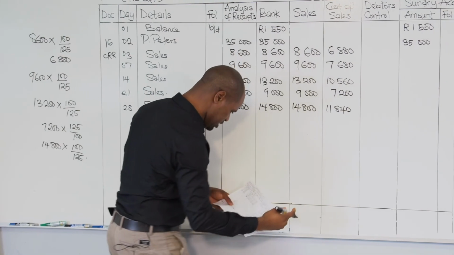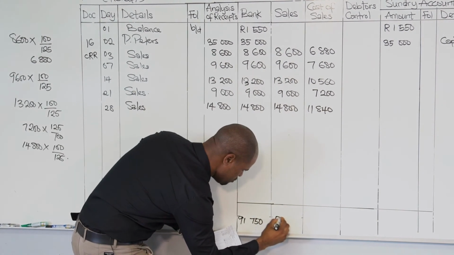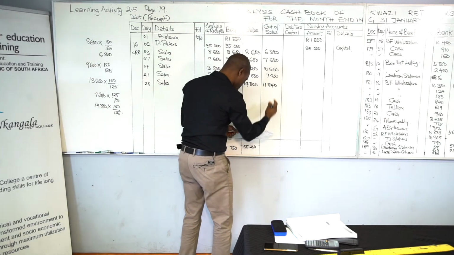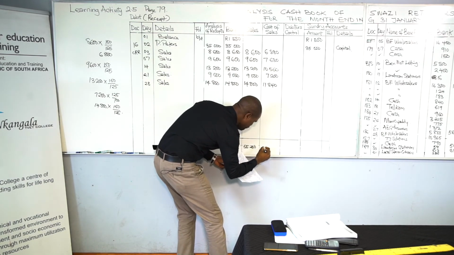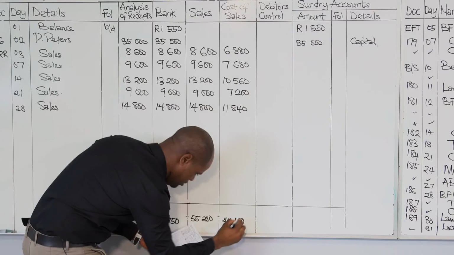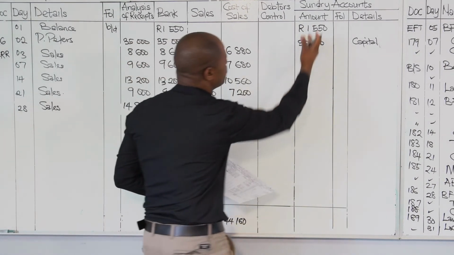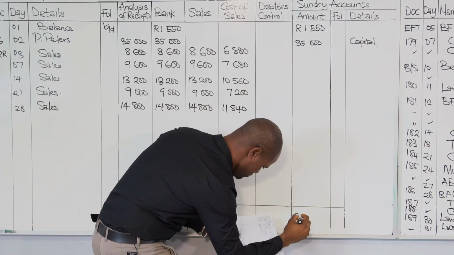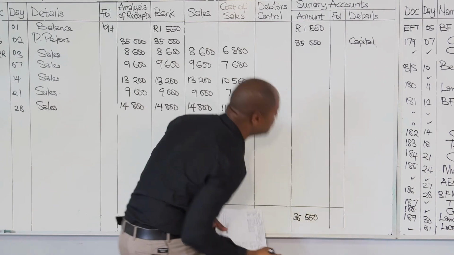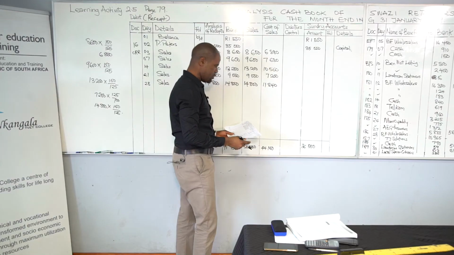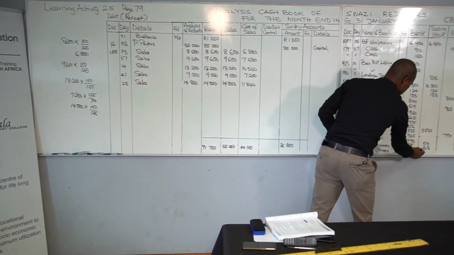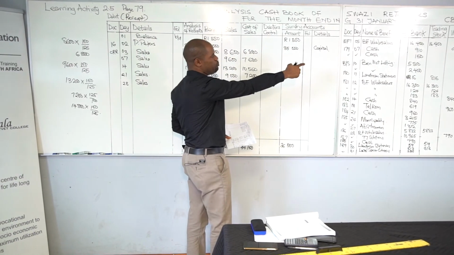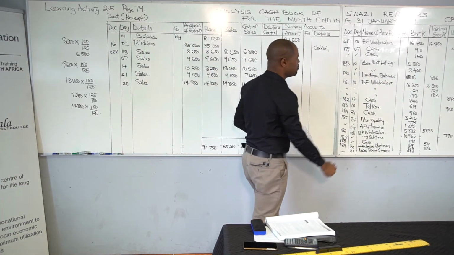Then the total sales, we have 55,200. The cost of sales, we have 44,160. And then if you come to the sundry account, we have 36,550. Now, if you look at the total here, it means that there's going to be a balance carried down, to balance our payment side, which is the credit side.